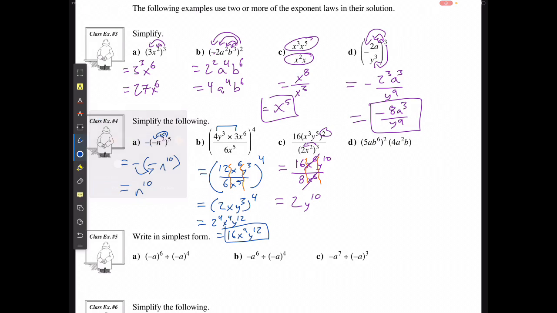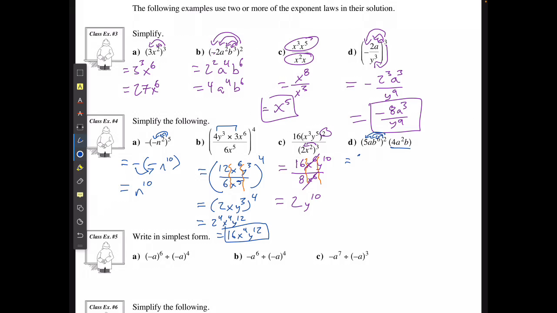For example D, I have 5ab to the 6 all to the power of 2. So that's going to apply to the 5, to the a, and to the b to the 6. And then I just am multiplying whatever the product of that is by 4a squared b. So I'm just going to simplify the left side first.